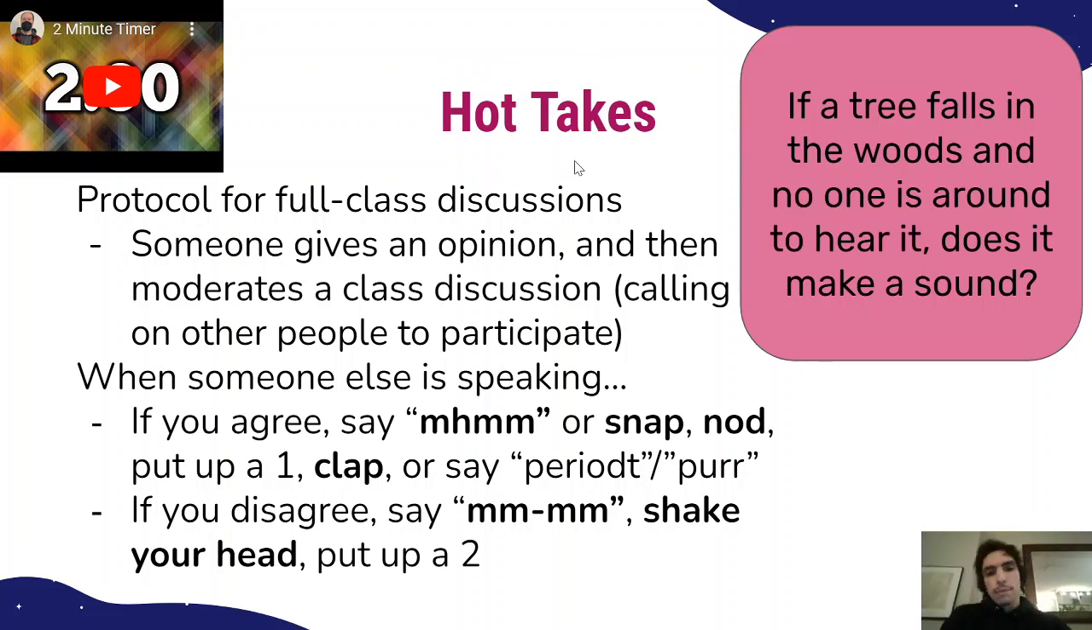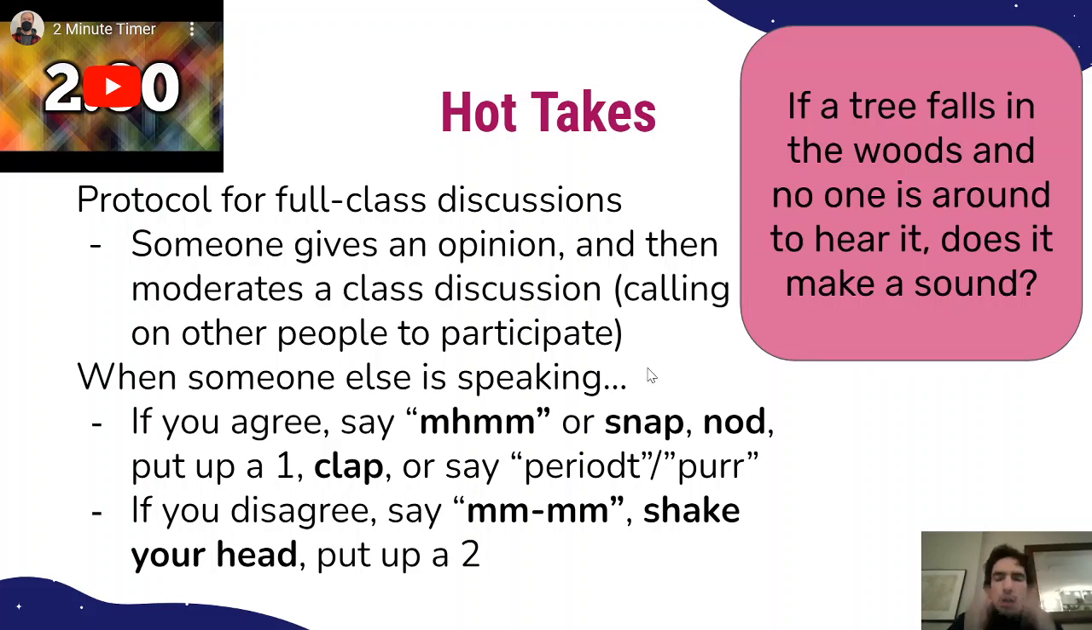But this is really just a protocol or a routine for full class discussions. So basically, it always starts off with someone giving some opinion. If it's a free, everyday routine one, they can do it about anything. It definitely doesn't have to be about science, but for this one, it would obviously be about this specific question. So a student gives an opinion, and then they start moderating the class discussion themselves. Once students have practiced hot takes and have gotten good at it, I pretty much sit back and they do their own thing.